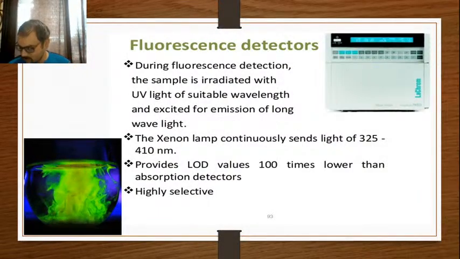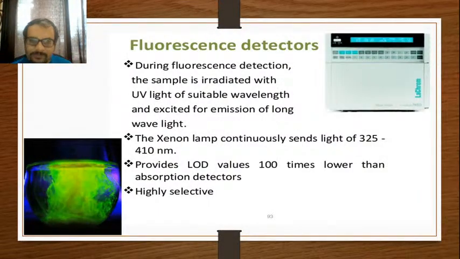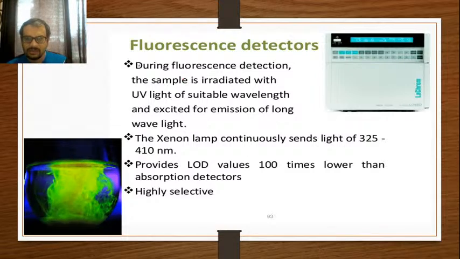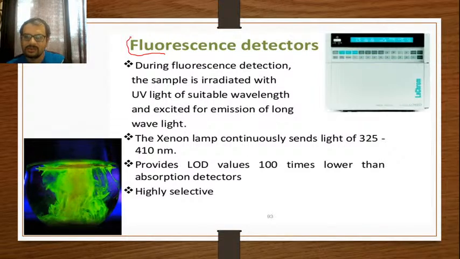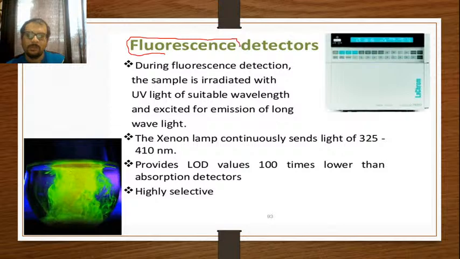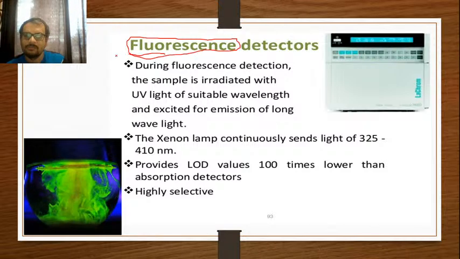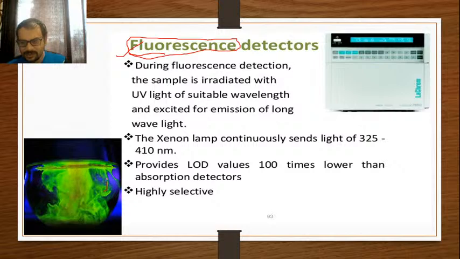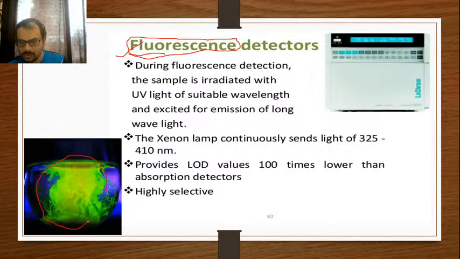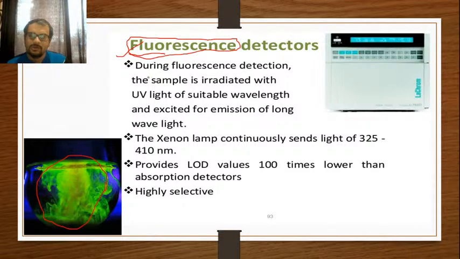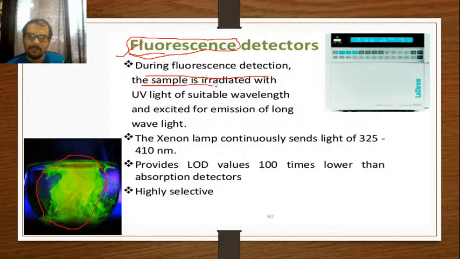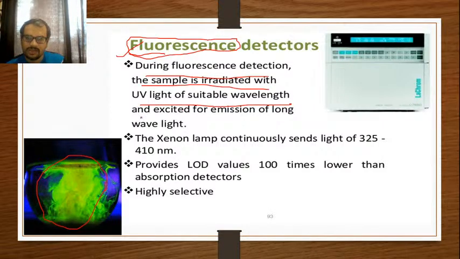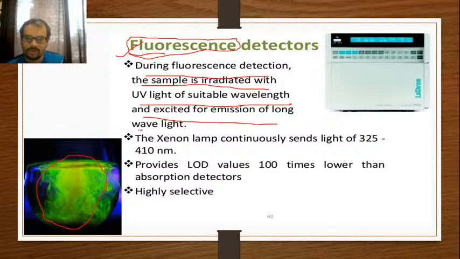Now there is a fluorescence detector. Okay, as the word suggests, fluorescence is the emission property of certain compounds. Okay, emission properties of certain compounds which emit the light. This is the way these fluorescent molecules will look like. Okay, during the fluorescence detection, the sample is irradiated with UV light of a suitable wavelength and excited for the emission of a long wavelength.